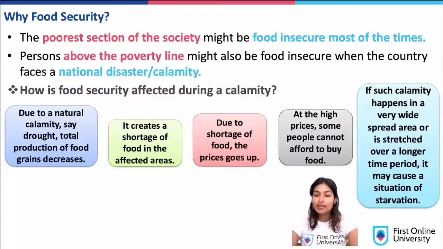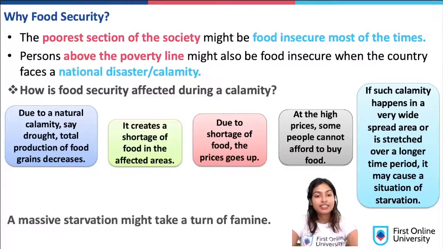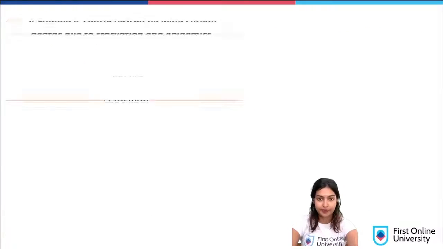Hence, when this calamity happens in a very large area, it affects a large number of people, and many people are left without any kind of food. So, finally, people tend to starve without food, and that ultimately leads to death. So, what exactly is this called? It's called starvation. A massive starvation ultimately might become a famine. Starvation across many areas, covering a wide area and many people, finally turns into a famine.